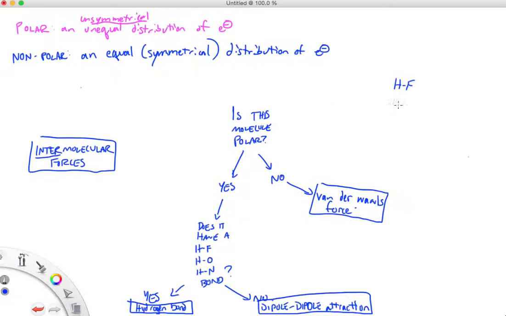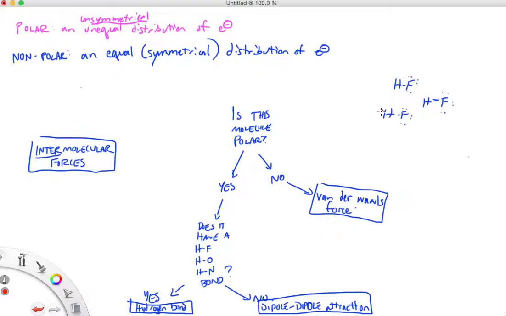So if you've got a molecule, let's say like HF over here, and you've got another HF molecule right here, and another HF molecule right here, I can draw all the lone pairs if you would like. If that makes you happy, makes you sleep better at night. Now, intermolecular forces are the forces that occur between molecules. So this is a molecule, that's a molecule, this is a molecule.